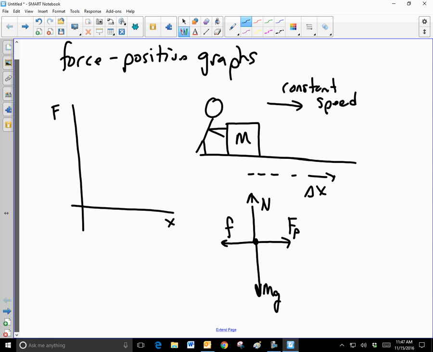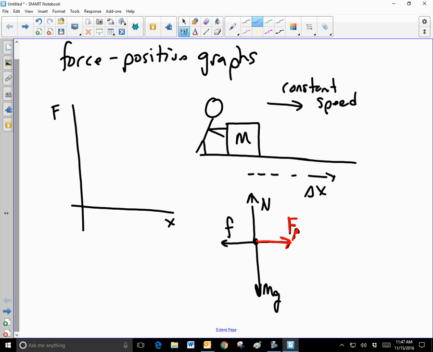So if they're both doing work, why doesn't the energy change? Because they're doing the same amount of work, except one is doing positive work and one's doing negative work. Let's look at the graphs of these two forces. So let's do them both on the same graph, and we'll do red for the force of the push.